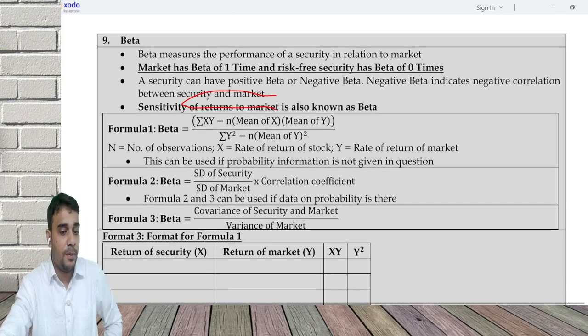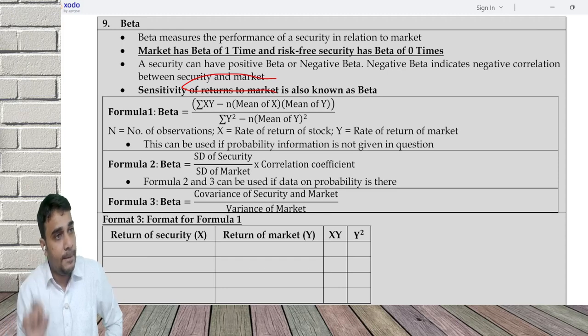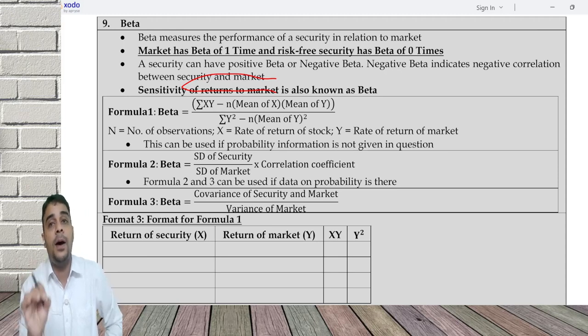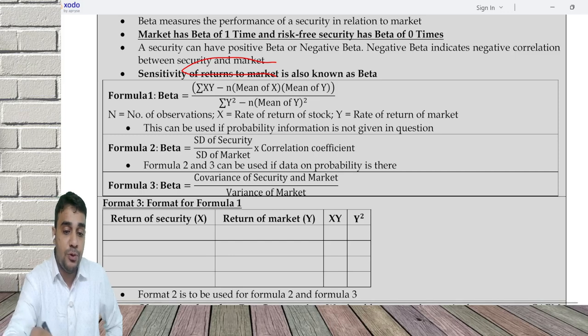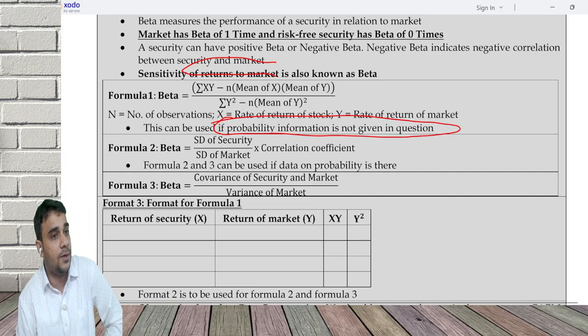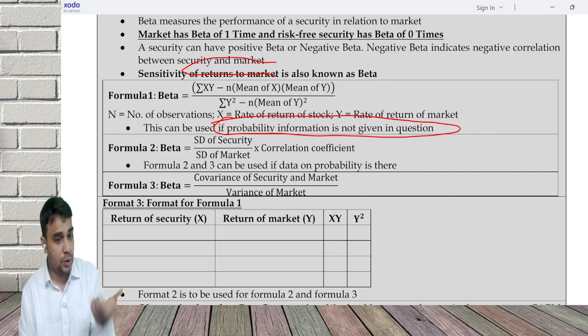I'm giving you the 3 formula. Sigma xy minus n into x bar, y bar, divided by sigma y square minus n y bar square. This can be used if probability information is not given in question. Okay, assume probability information is not given. You want to use formula 2 or formula 3. Assume equal probability. And proceed ahead.